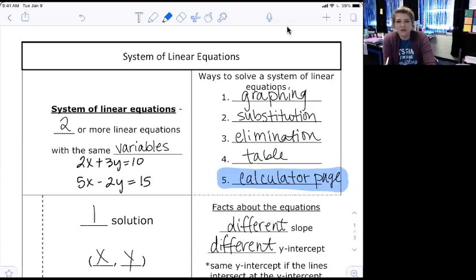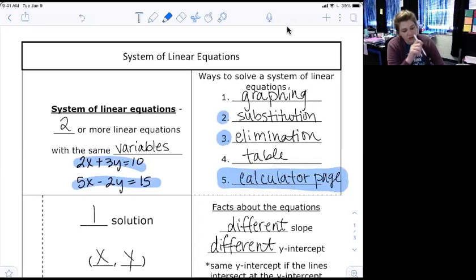However, because of our calculators and the fact that a lot of these things are going to be in standard form, graphing is not going to be ideal for you to use. Instead, you're going to want to use your calculator page. Substitution and elimination are also things that we're going to be learning this year, but I'm going to touch on them. I'm not going to spend a ton of time on them because you have your calculator, but you will see it again in Algebra 2.